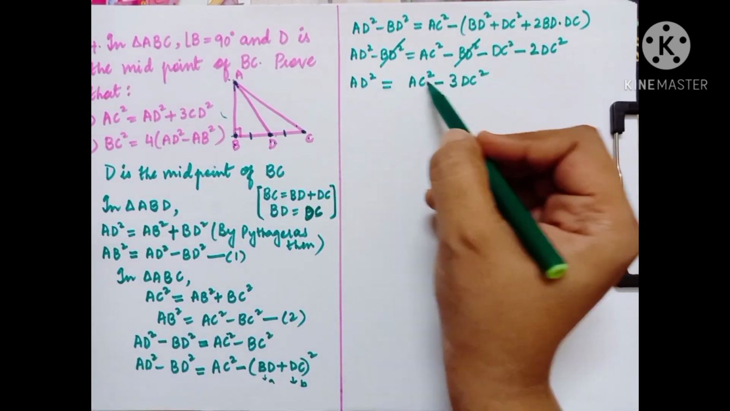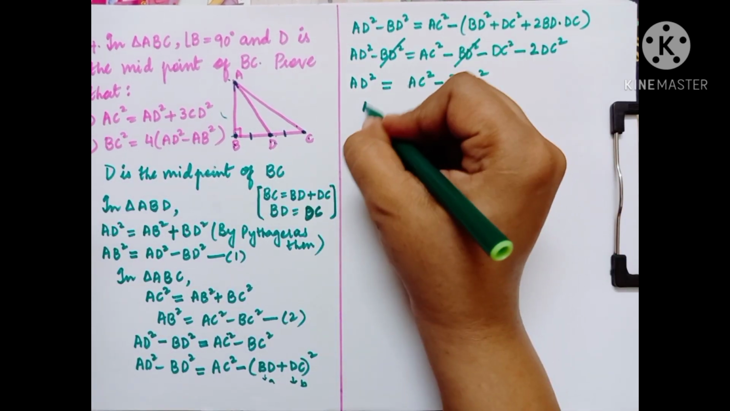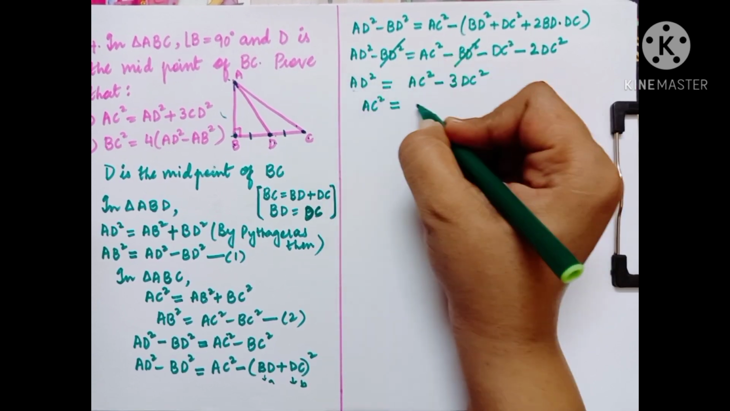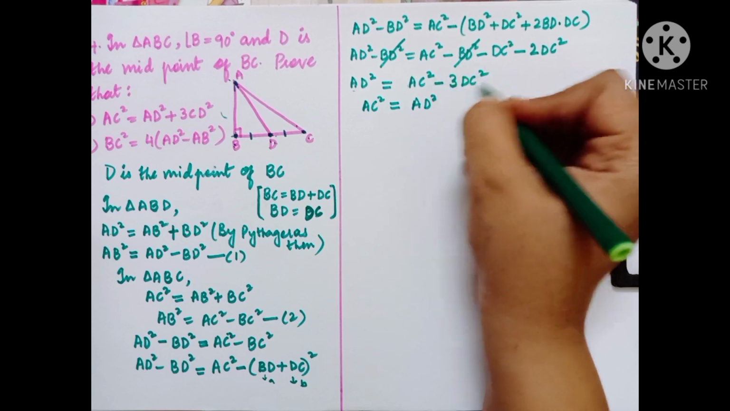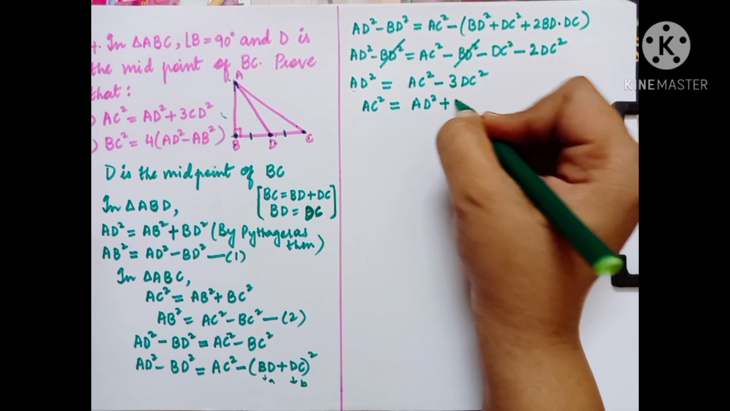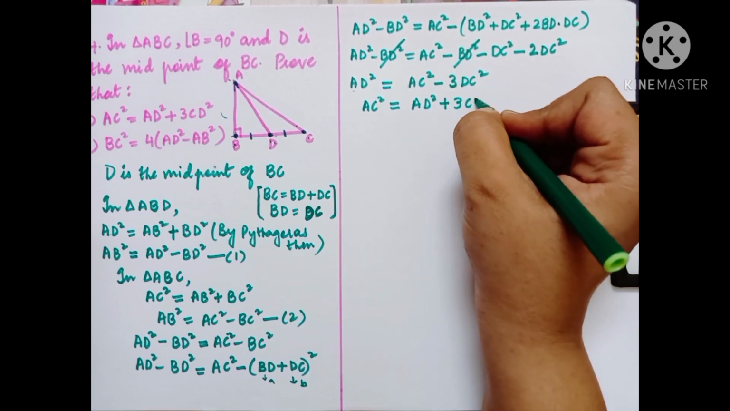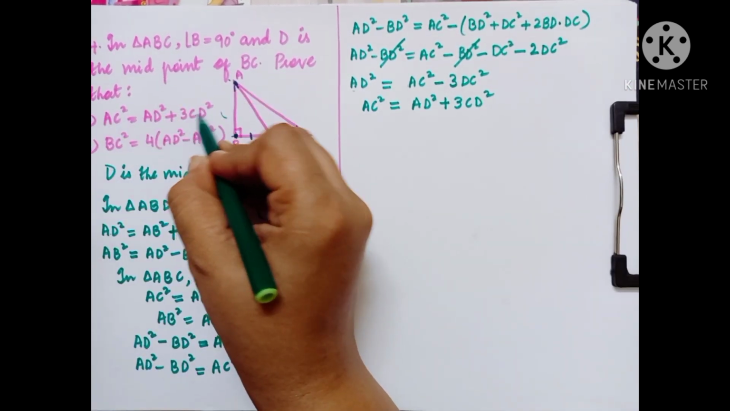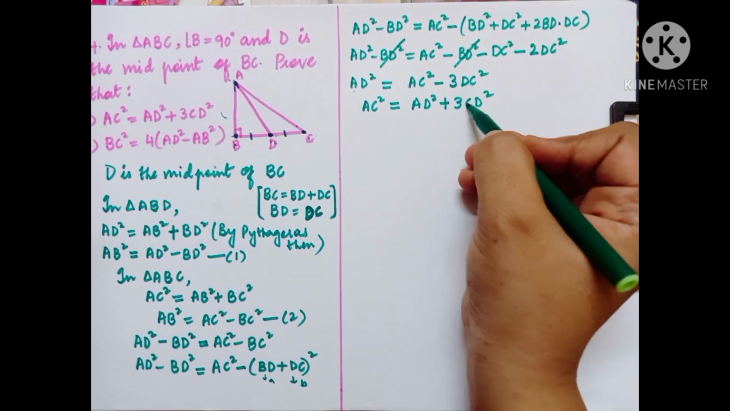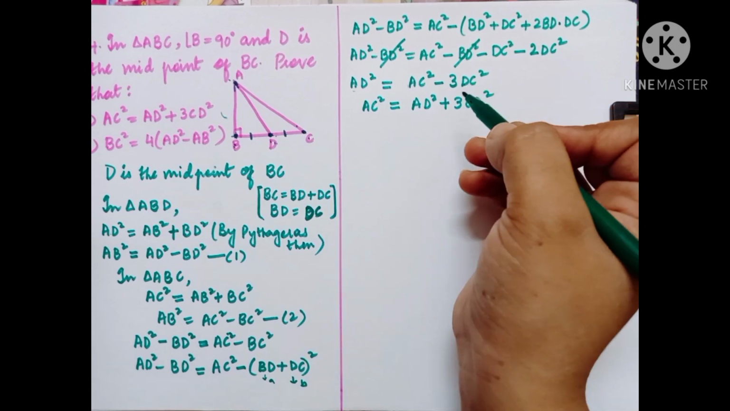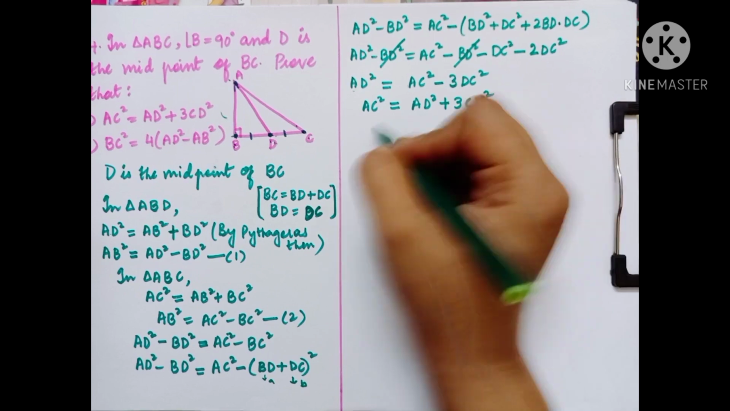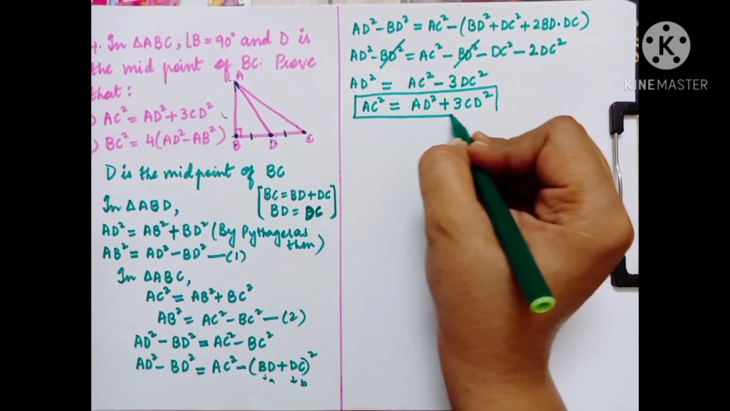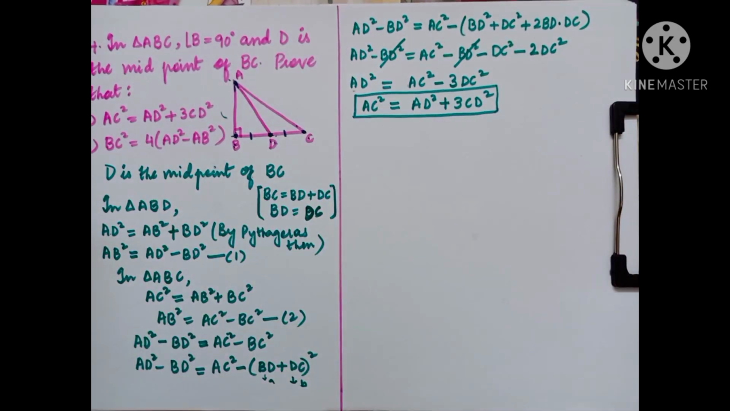AC square value we want, so let us write AC square on the left hand side, equals AD square, then this minus 3 DC square will become plus 3 DC square. As in the question it has been asked CD square, just DC you can write as CD, it means the same anyhow. So this is how you got it. This is the first bit which you proved.